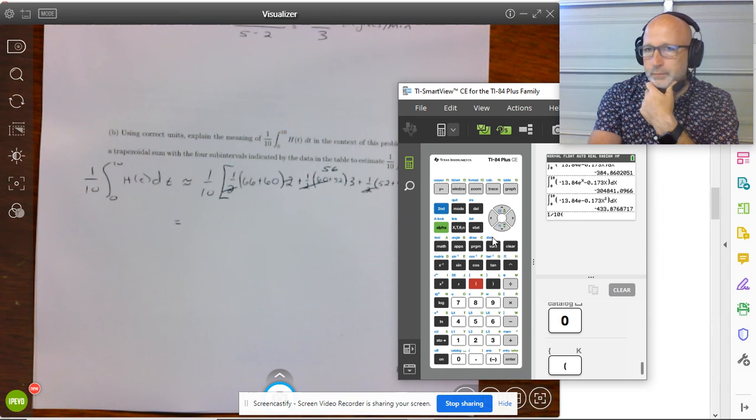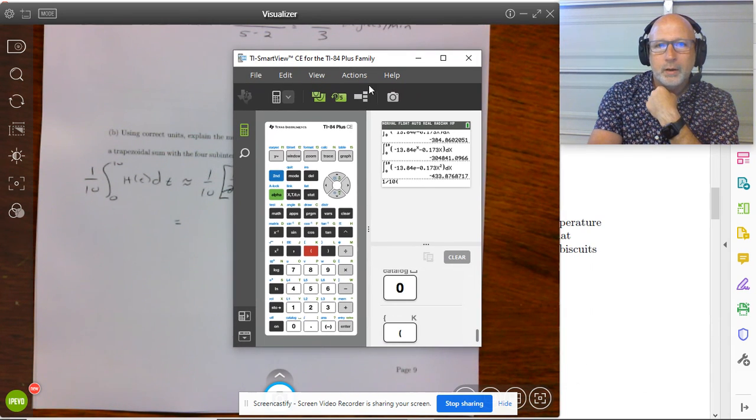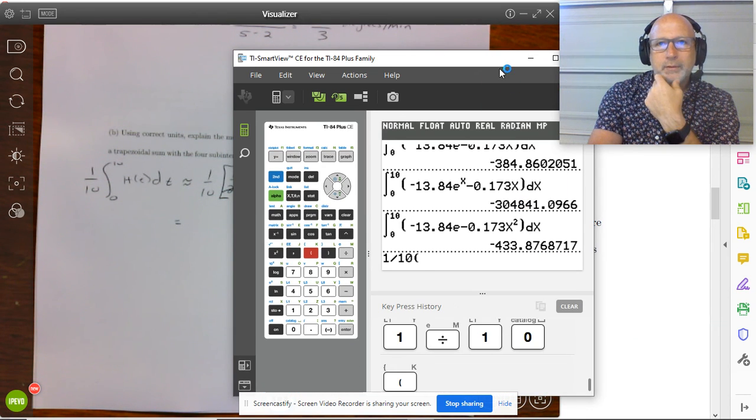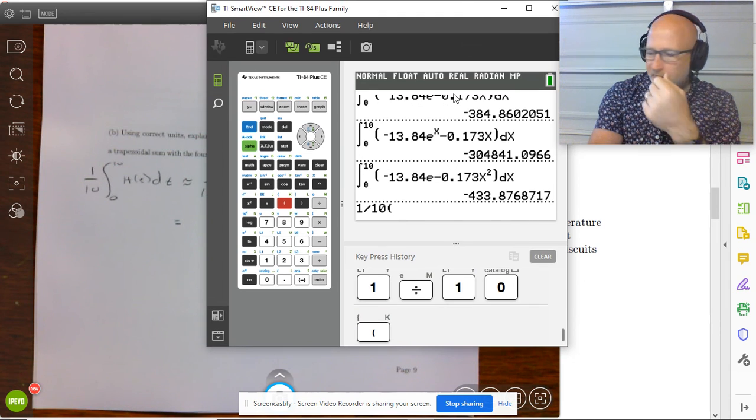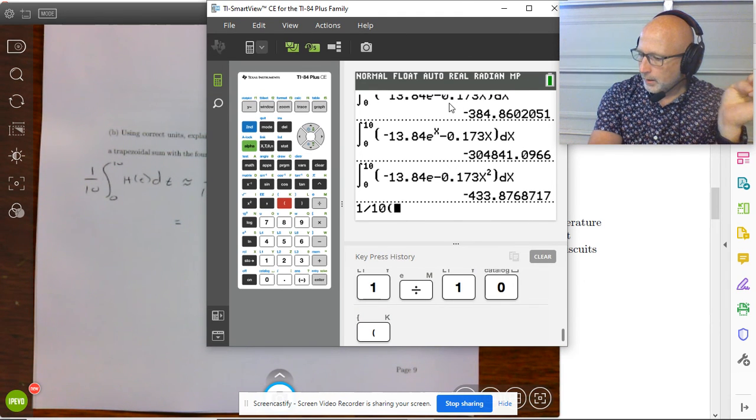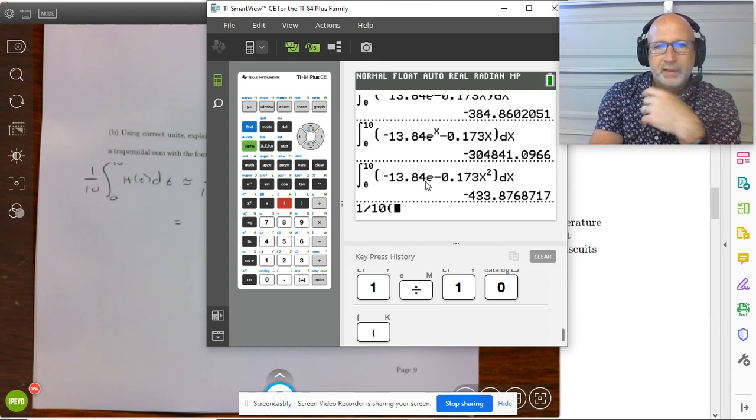Open parentheses. Actually, let's make this a little bit bigger. Hopefully you were writing down that equation just a second ago. I'm going to make this a little larger so we can see it more easily. Okay, so I have 1/10, and then I had 66 plus 60, so that's 126.